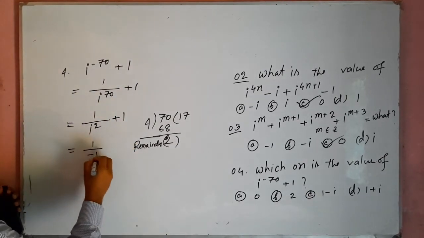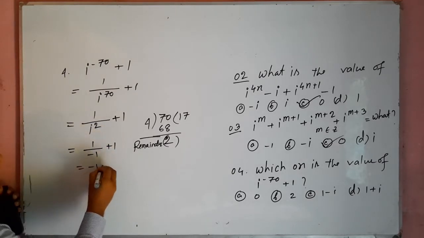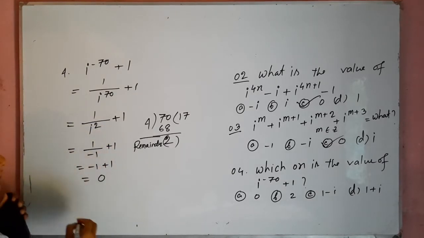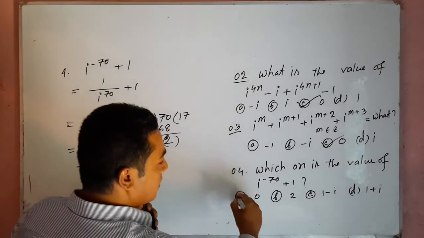So 1 by minus 1 plus 1 is equal to minus 1 plus 1 is equal to 0. So our answer is 0.